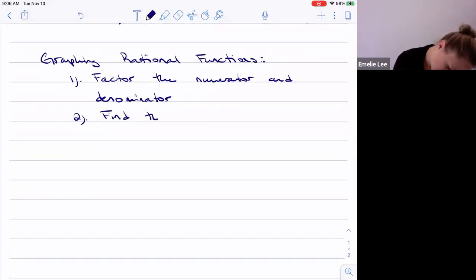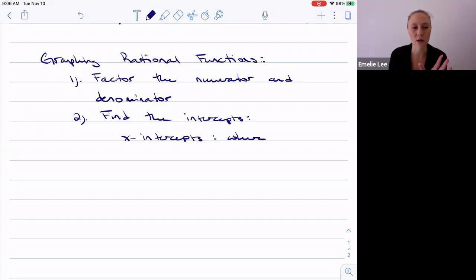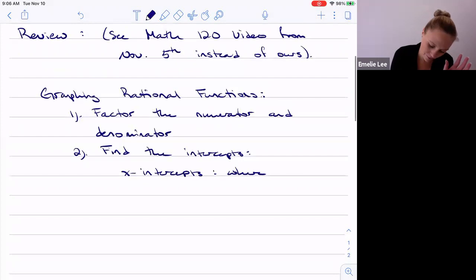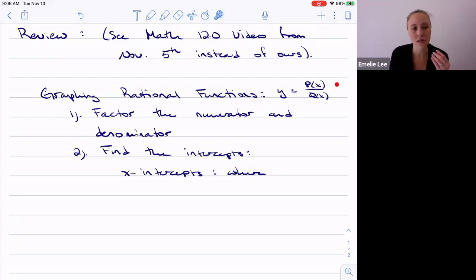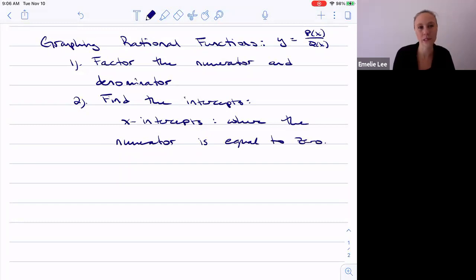Find the intercepts. Remember, the x-intercepts are where the numerator is 0, right? Where y is 0, but if you have y equals p of x over q of x, where each of these are polynomials, right? If y has to be 0, the only way I can force that is if the numerator is 0. So the x-intercept is where the numerator is equal to 0. Technically where y is 0, but that's how we force y to be 0.